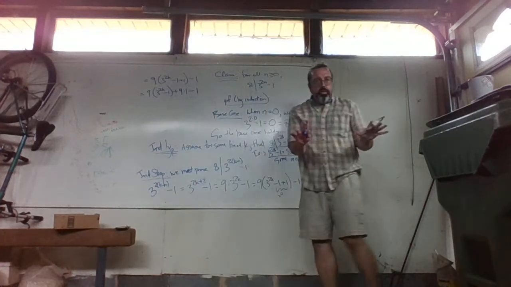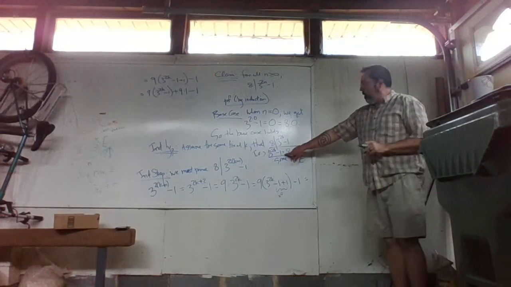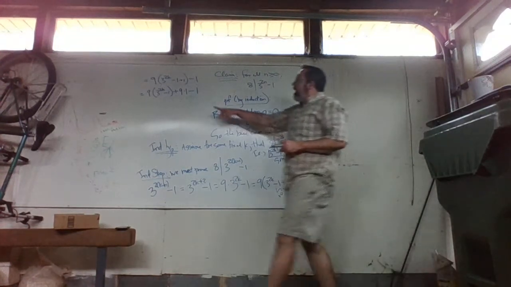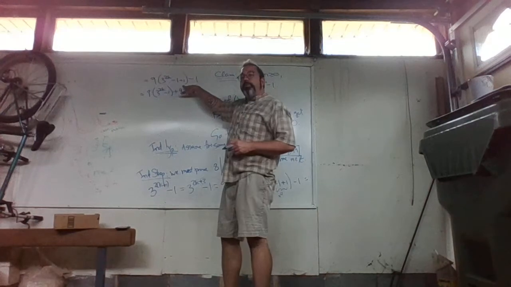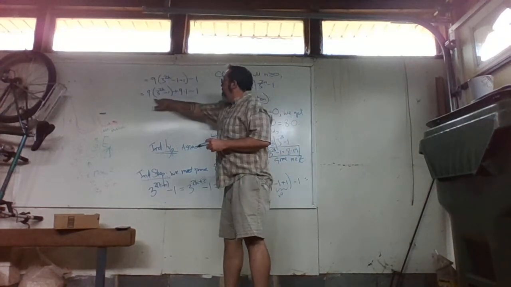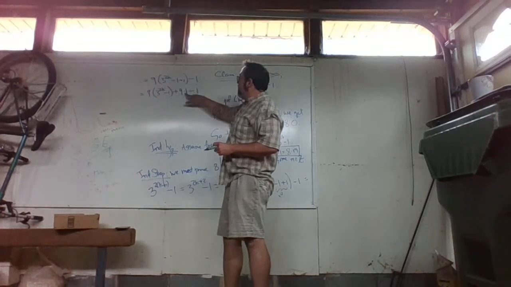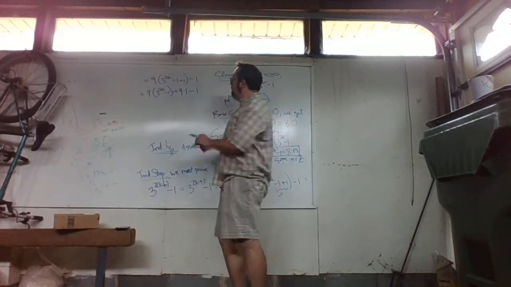I'm not breaking the whole thing up because that would defeat my purpose. My purpose was to get 3 to the 2k minus 1 in there somehow. So I'm not breaking this sum up completely. I'm not distributing that 9 completely, just between this term and that term. That's the plus 1. 9 times plus 1 becomes just 9 times 1.